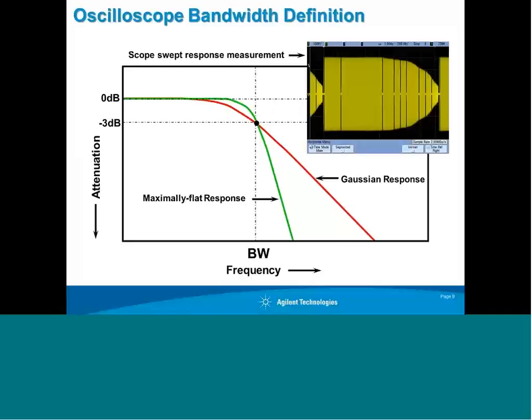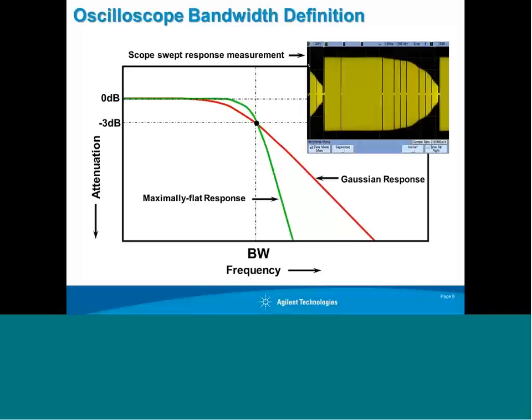So what we show in the upper right of this slide is actually a swept frequency response using an input sweep generator. You begin at a low frequency sine wave, and then you sweep up to a higher frequency, and as you get to higher frequencies, you'll see the amplitude of the signals decrease. Where they decrease to 3 dB, which translates to approximately 30% amplitude error, is where a scope's bandwidth is specified.